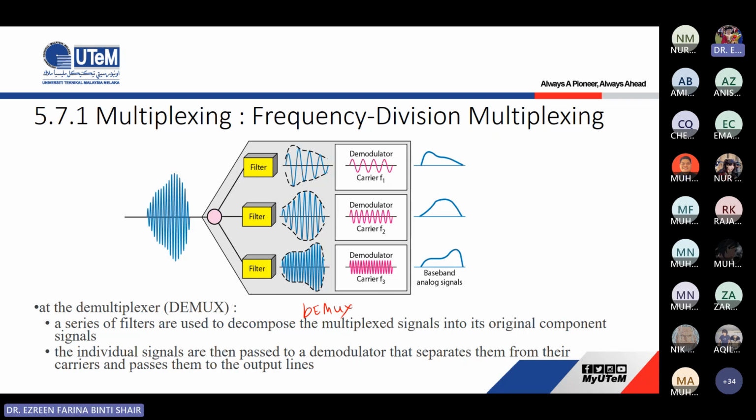Remember your demodulator. The function is the opposite of the modulator. So this demodulator will demodulate this signal to get back the original signal. So you have three signals. This is the process of the frequency division multiplexing, the FDM.